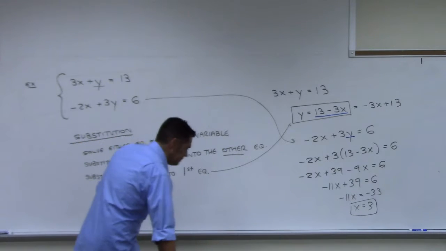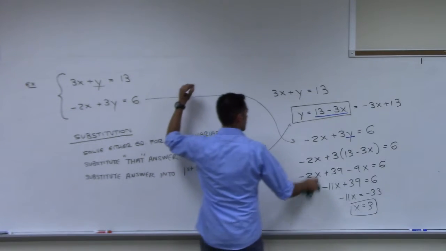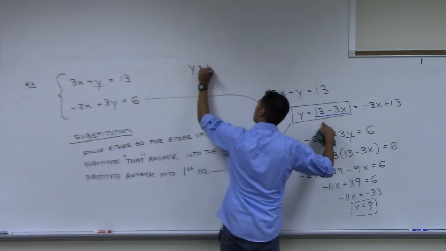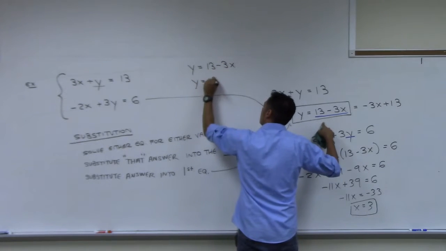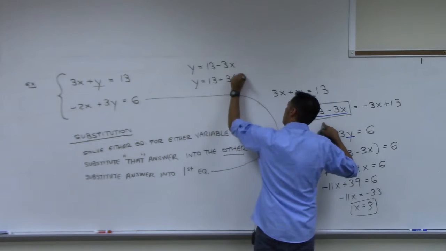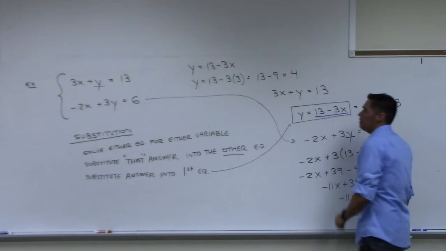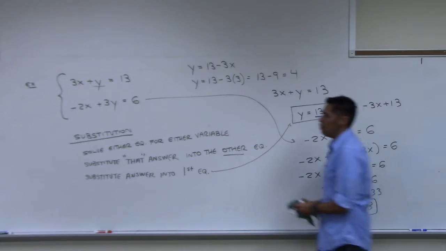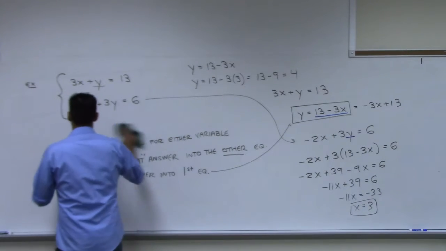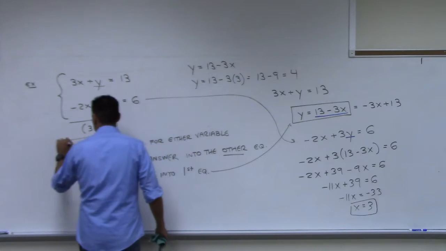That was the one that we boxed. So let's go ahead and do that. Plug that in. What do you get for y? I'll do that up here. I'm going to rewrite this. Y equals 13 minus 3x, but I'm replacing the x with 3. So this is 13 minus 9, which is 4. So as an ordered pair, my answer is the ordered pair 3, 4. That's my answer.